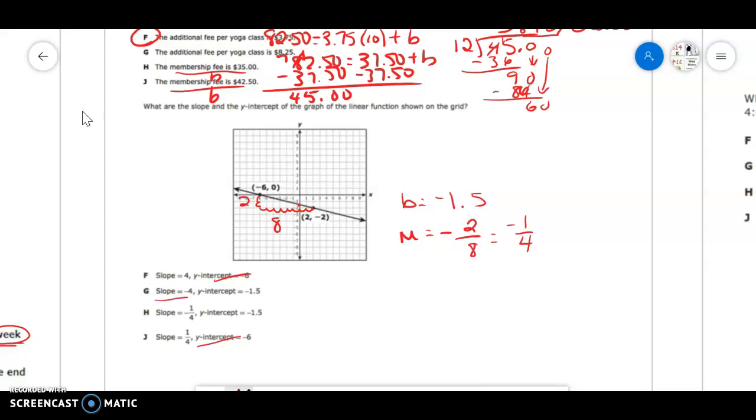Some of you did in fact pick -4 because you flip-flopped. You did change in x over change in y instead of change in y over change in x, which is how you get that -4. So you don't want to do that. Be very, very cautious.